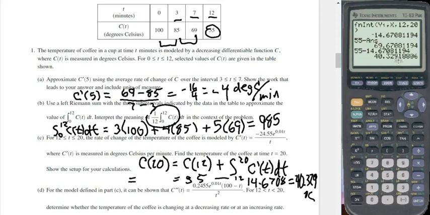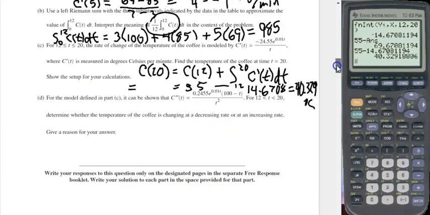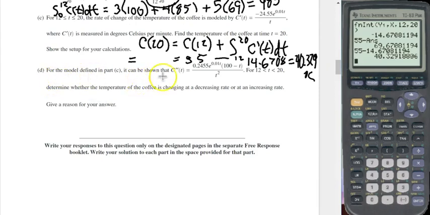I'm just going to kind of squeeze it in there. Okay? So now part D, for the model defined in part C, it can be shown that C double prime equals this equation for 12 to 20. Determine whether the temperature of the coffee is changing at a decreasing rate or an increasing rate. Give a reason for your answer. So here's the thing. C double prime is an exponential function times 100 minus t divided by t squared. So for 12 to 20, t squared is always positive. 100 minus t is always positive. And e to the 0.01 t is always going to be positive as well.